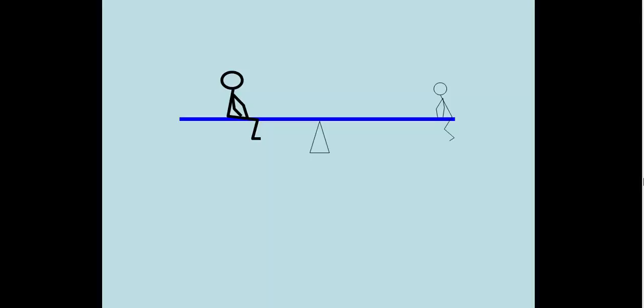This is as the moments are balanced, moments or turning effects. The moment is equal to the force, in this case the weight of the person, multiplied by the perpendicular distance from the pivot.